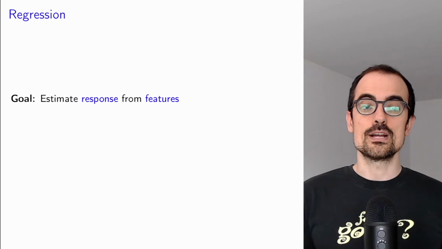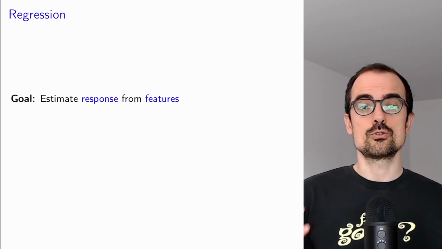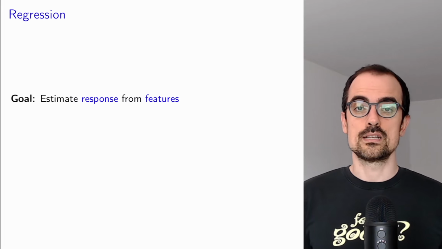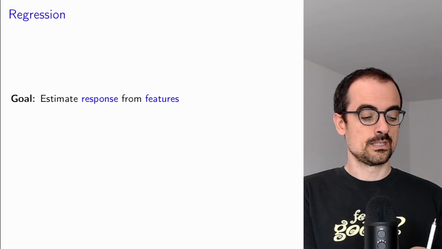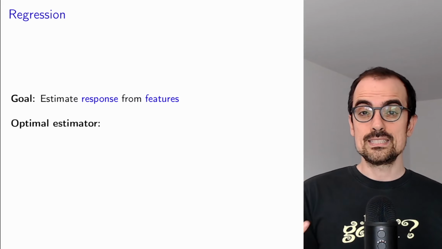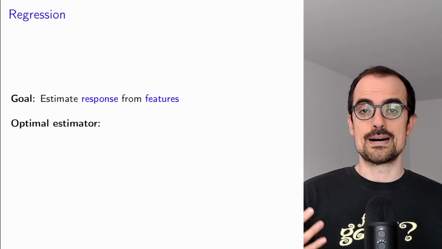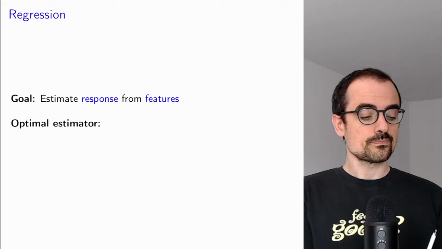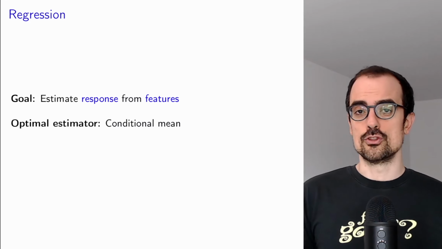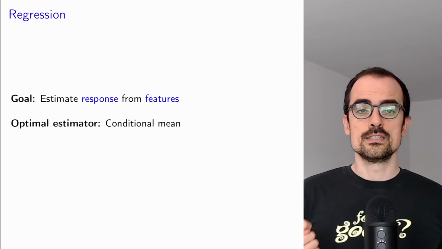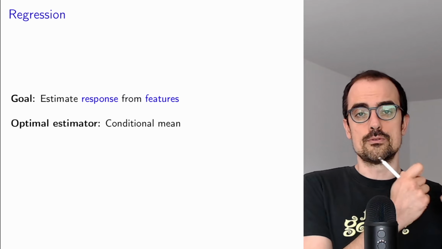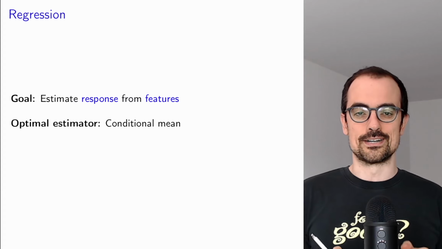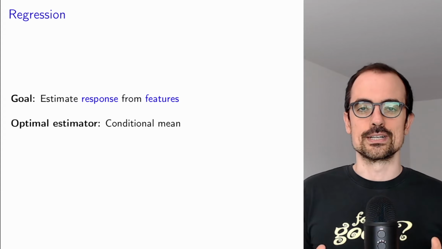Remember that in regression we want to estimate a quantity of interest called the response from multiple observed quantities that we call features. From a probabilistic point of view, if we want to minimize the mean squared error, as we saw in previous videos, the optimal estimator is the conditional mean. You cannot do better than the conditional mean of the response given the features if you just care about minimizing the mean squared error, which is a very reasonable metric.